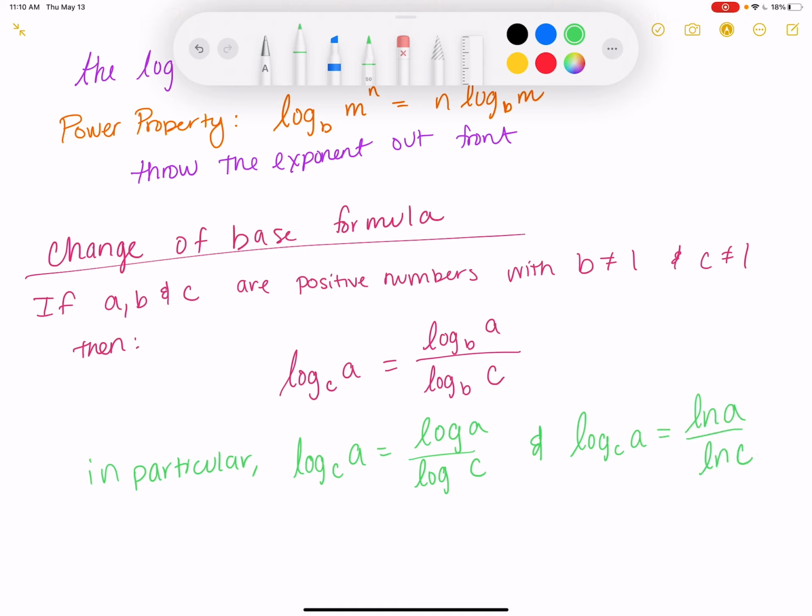So basically, when we change bases, we usually want it as a common log or a natural log, so you're typically going to use the one written in green.